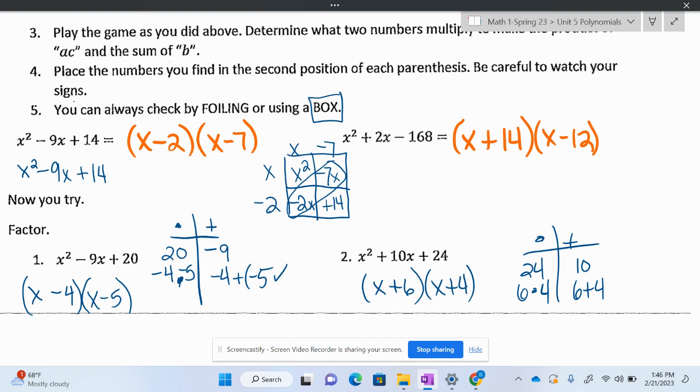Watch your sign. If it's positive, join it with a plus. If it's negative, make sure you put a minus in there, okay? You just got to be careful about that. Questions?